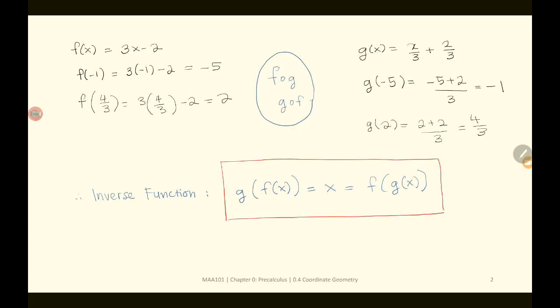We have learned that inverse functions have this definition, meaning that when f evaluated at -1 gives you -5, and then when you evaluate g at -5, we get back -1. So that's inverses of each other. We have seen that.